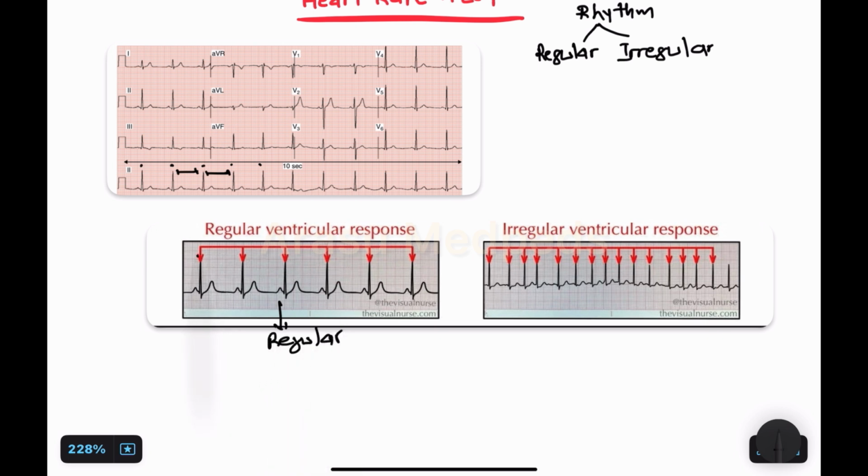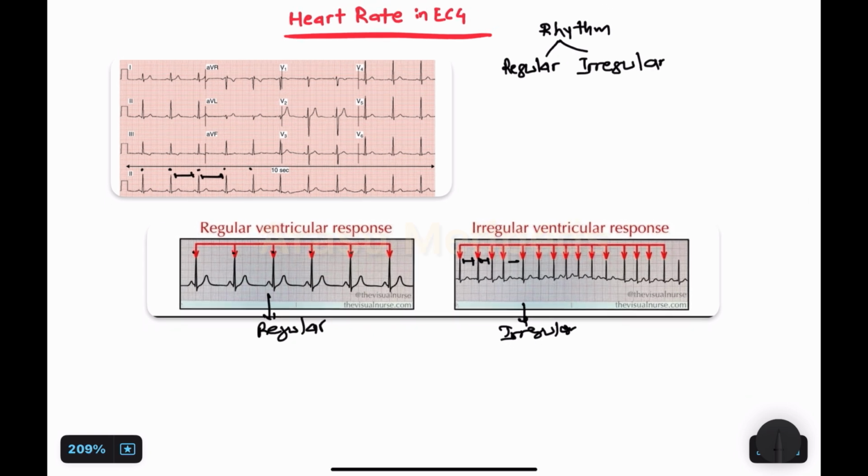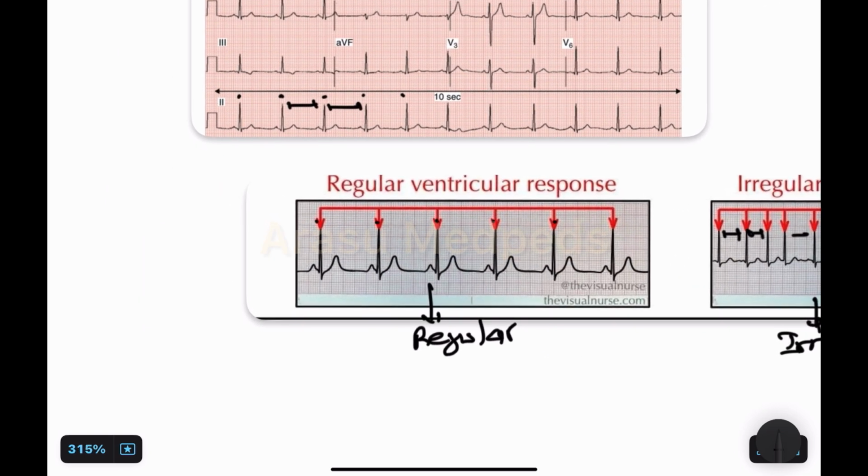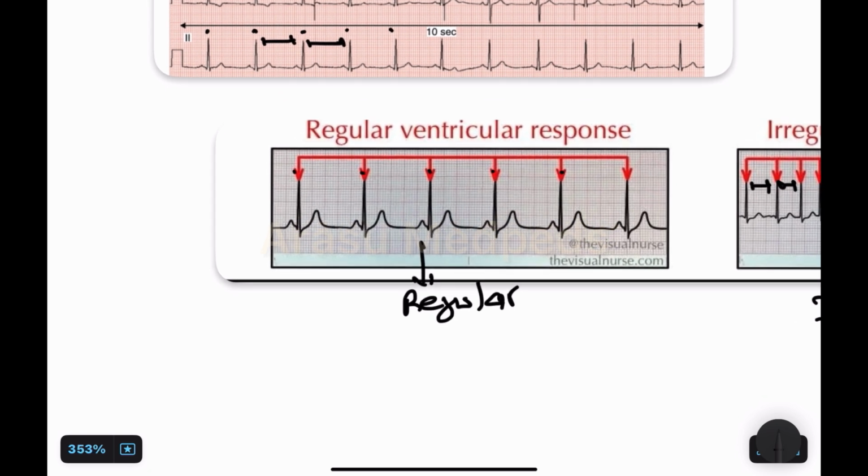With the markings on the top, we can easily make it out. Whereas in the picture on the right side, we can clearly see the gap between tips of the QRS is not regular. Sometimes it is longer, sometimes it is short. So we can mention it as irregular rhythm. So why is it important in heart rate calculation? We will focus now. First, we will focus on a patient who has regular rhythm. How to calculate heart rate?